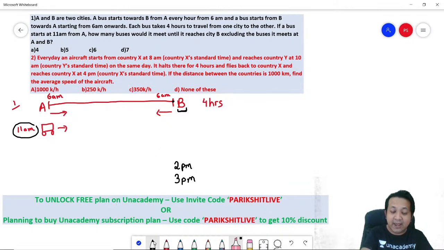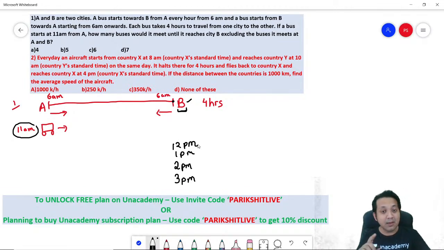So can I say any bus which starts at 2 p.m. from B would meet. Similarly 1 p.m. from B. Similarly 12 p.m. from B. Correct? Now think, what about a bus which starts from B at 11 a.m.? Think about it. A bus starting from A at 11 a.m. and one from B at 11 a.m. So obviously on the way they are going to meet. So even a bus which starts at 11 a.m. is going to meet on the way.